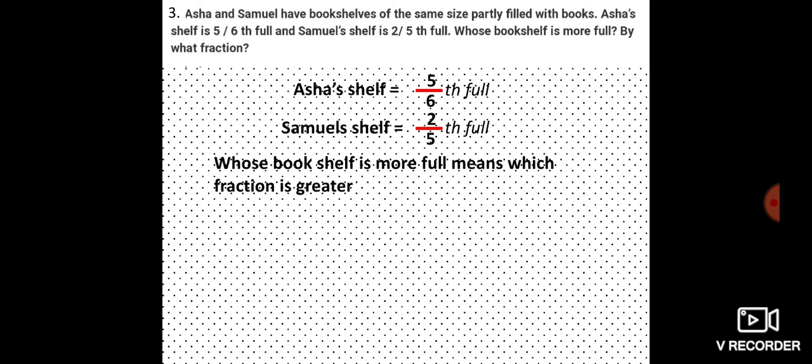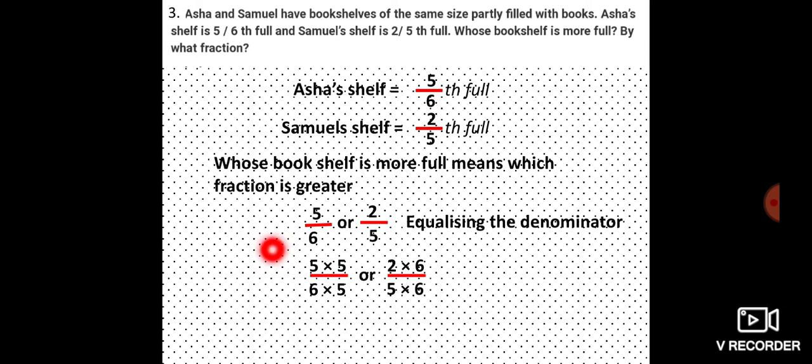So, first we find which fraction is greater, 5 by 6 or 2 by 5. For finding the greater fraction, we have to equalize the denominators. How do we equalize the denominator? First fraction multiplied with 5, then second fraction multiplied with 6. This we already studied. So 5 by 6 with 5 and 2 by 5 with 6.